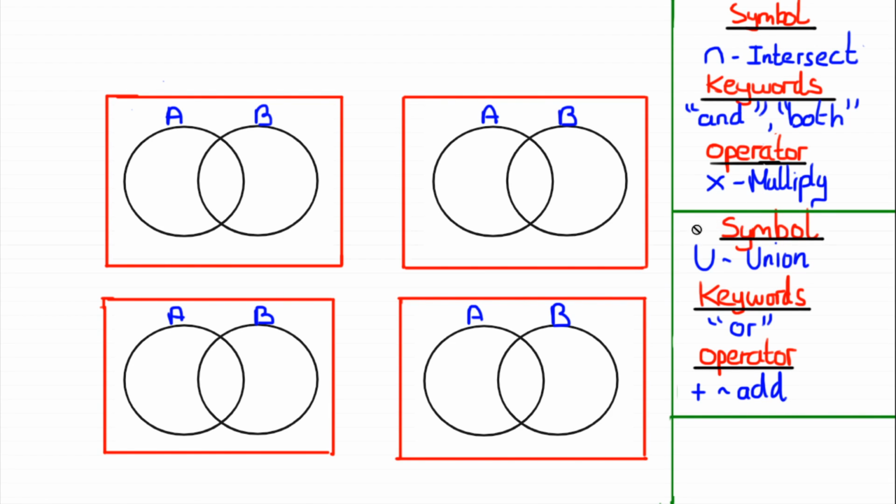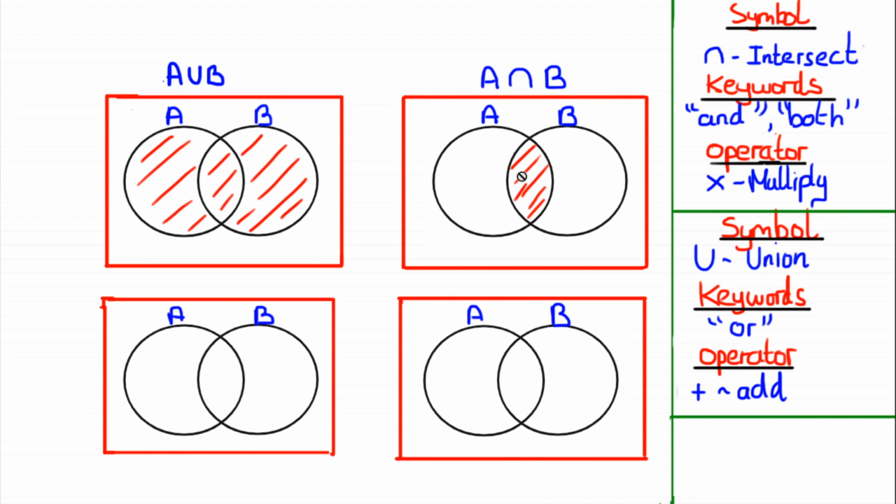Okay, the union, just the U shape here. A keyword associated with it is the word "or", and a common operator associated is the addition operator. Hopefully you should be familiar with how the set A union B looks on a Venn diagram. It's just the shaded region for A or B. The intersection is simply the intersection between A and B, so it's the part which both the sets share in common.